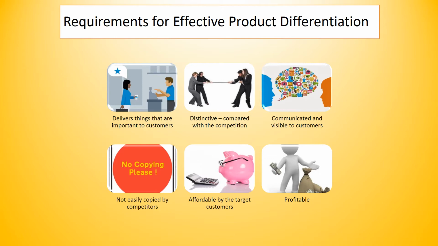So in order for a company to differentiate effectively, they've got to be able to match a few things. They need to be able to deliver to customers what is important to them. So give them their actual needs. Everything that they are requiring, they can have. Make it distinctive. So what sets you apart from other competitors?